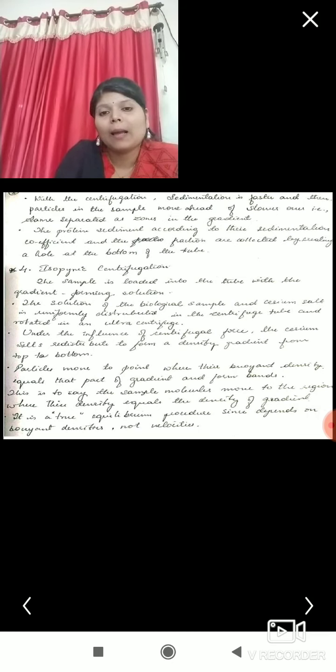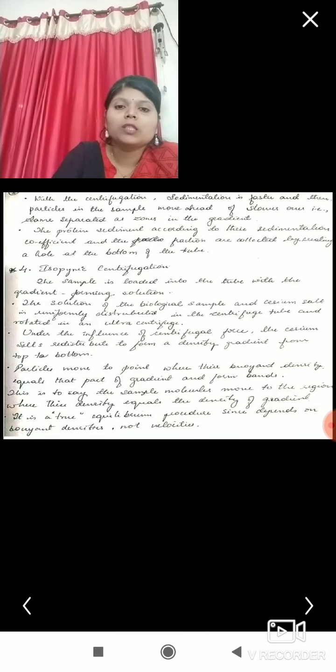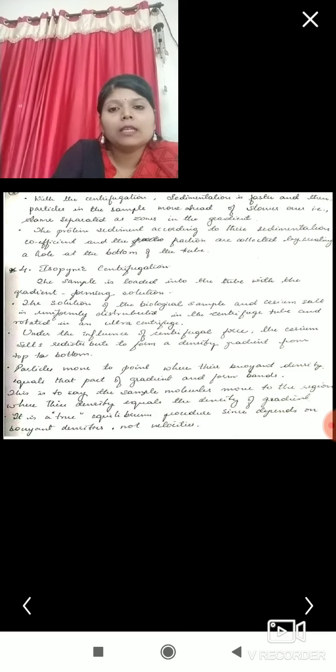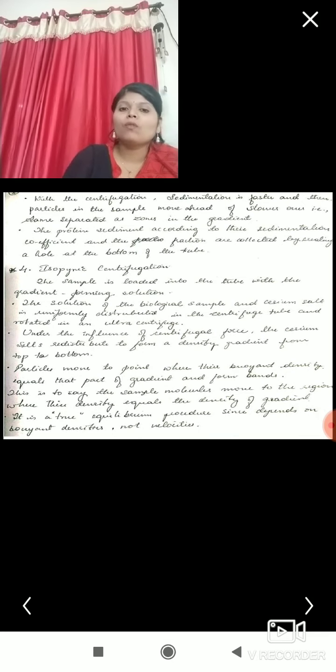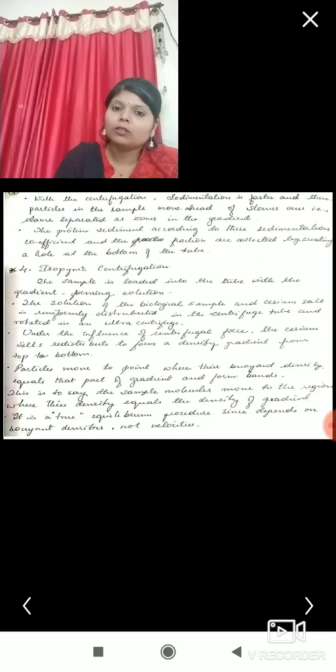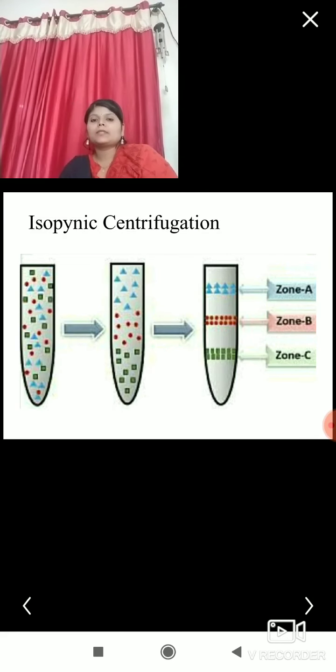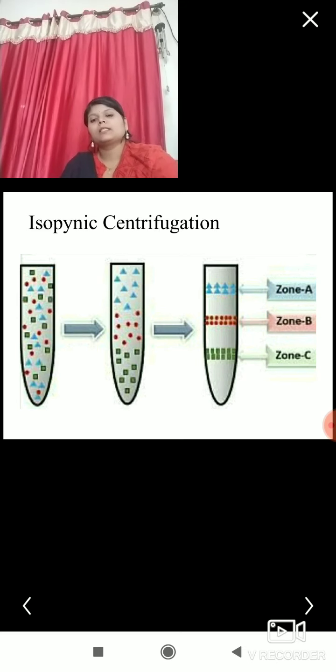This is to say that the sample molecules move to the region where the density equals the density of the gradient, and it is a true equilibrium procedure since it depends on the buoyant density. There is no velocity seen here. Only depending on the buoyancy they are going to segregate themselves and form different zonal regions. So here are zones A, B, and C, which you can see, in an isopycnic centrifugation.